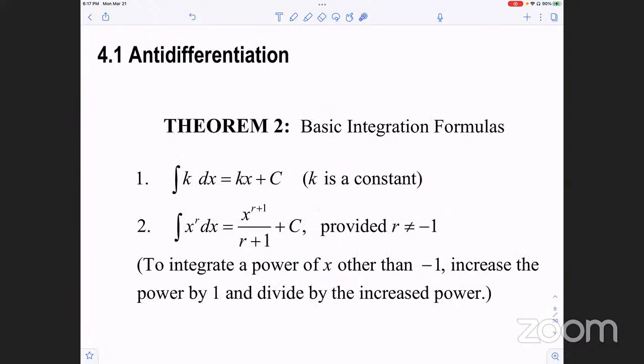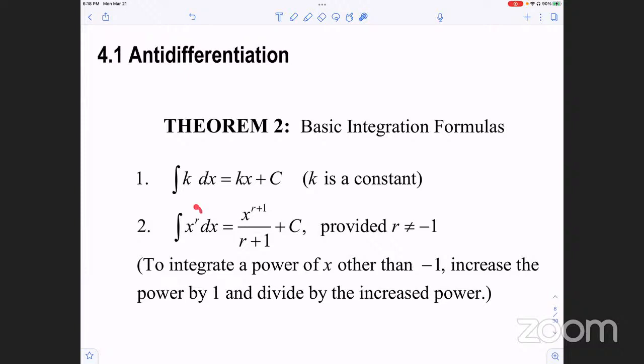So we've got Theorem 2, the basic integration formulas. The integral of a constant, if we're trying to undo a constant, is that same constant times x. The very first one we did was the integral of 8, which is 8x, because the derivative of 8x is 8.